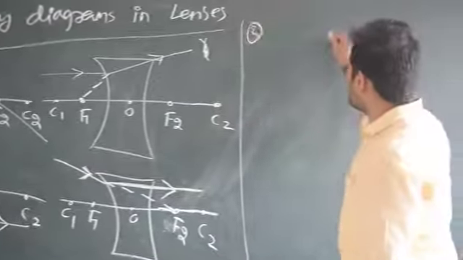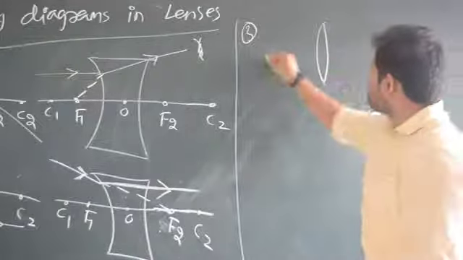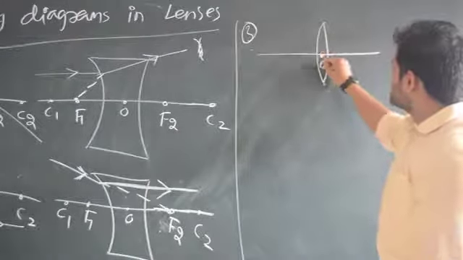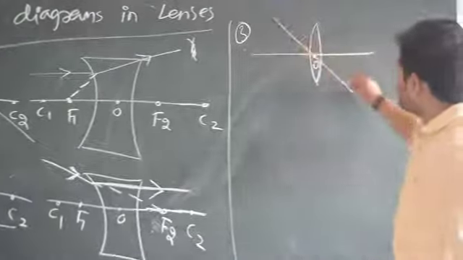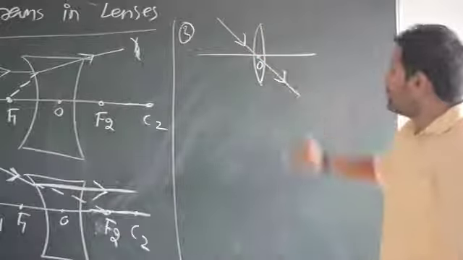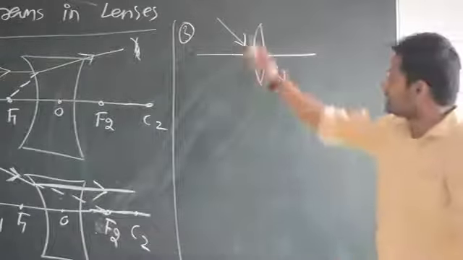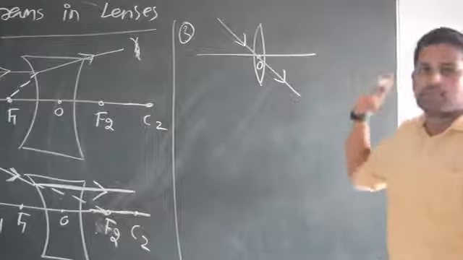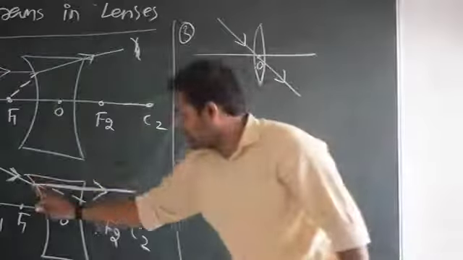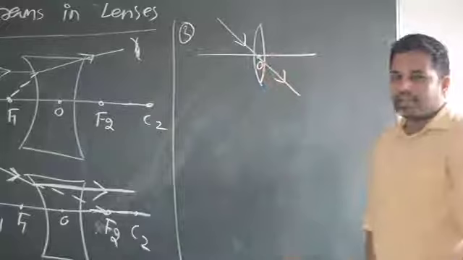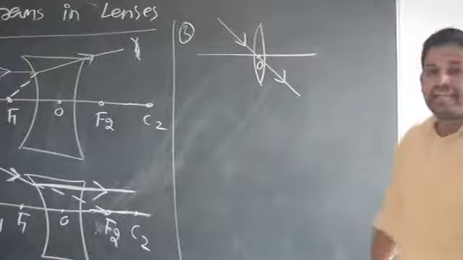Very few rules are there. Again, the biconvex lens is there. This is the optical center. If a ray of light is passing through the optical center, it goes undeviated. It is not refracted. It will just go with the normal path. Here it is getting refracted, but here that is not the case. Here it will just go undeviated.